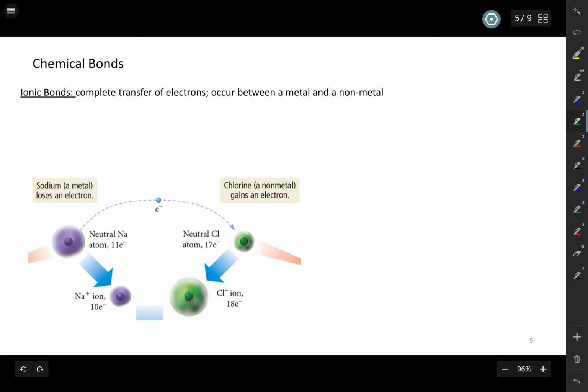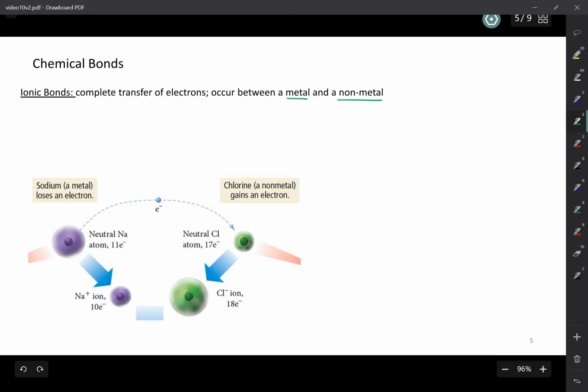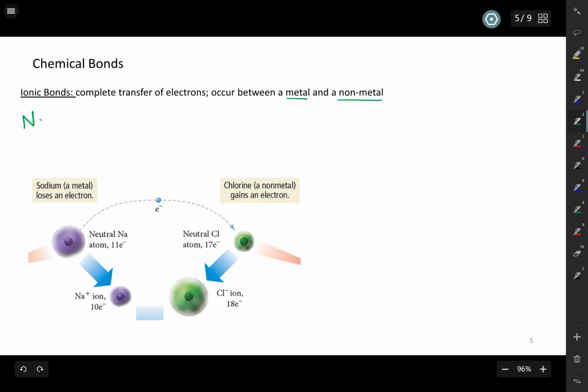So we'll start with ionic bonds. In ionic bonds, we have a complete transfer of electrons. Ionic bonds occur between a metal and a nonmetal, and this is where it gets important for you to remember where metals and nonmetals are on the periodic table. Let's look at an example of an ionic bond. We have sodium in group 1A. It's a metal. It has one valence electron, reacting with chlorine, which is in group 7A. It's a nonmetal, and it has 7 valence electrons.